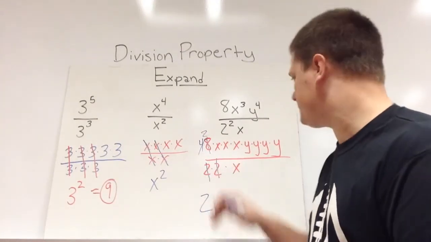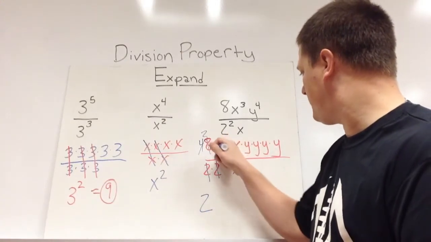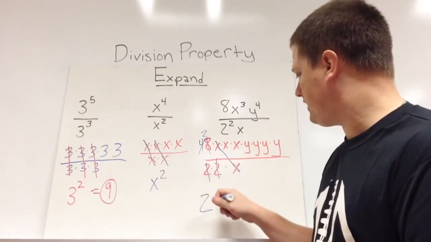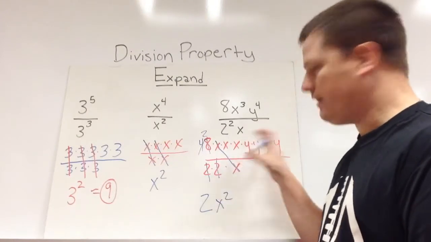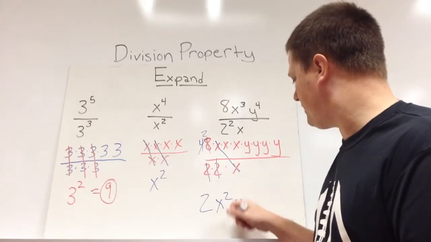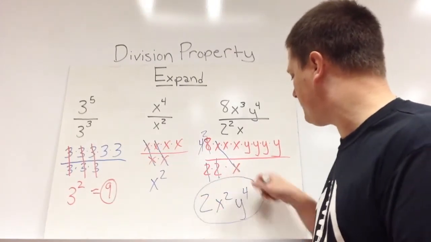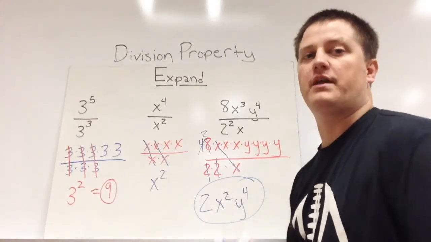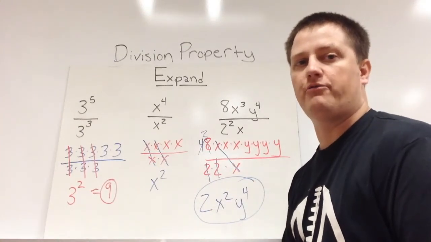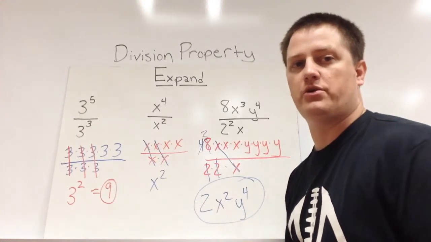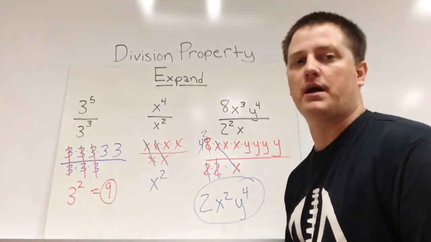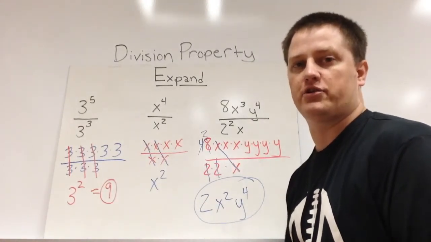Then we look at our x's. X, x, x. So we can cancel there. So we're going to be left with 2 x's. And the y's don't cancel, so we're going to be left with y to the 4th power. Okay, so that's using expanding. Now, hopefully you guys have seen a pattern. I'm going to show you the division property and then do a couple practice problems in a quicker version.